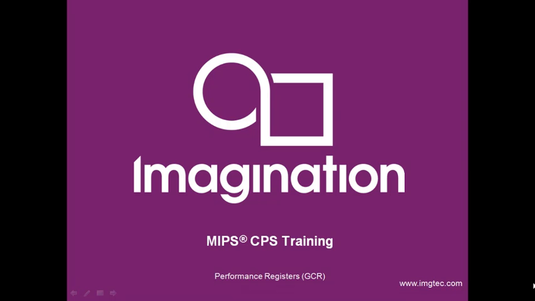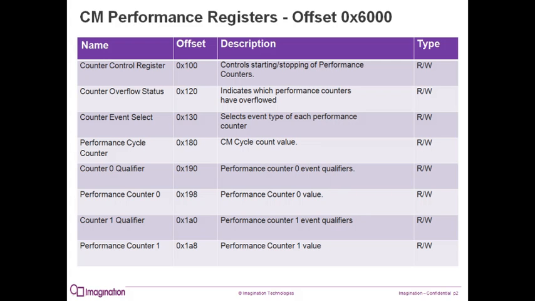This section covers the performance registers of the Coherency Manager. Within the global debug block is a set of registers you can use to get CM performance information. These registers are offset at hex 6000 from the starting address of the GCR. Here is an overview of the CM performance registers and their offsets. I'll go into each register in detail in subsequent slides.